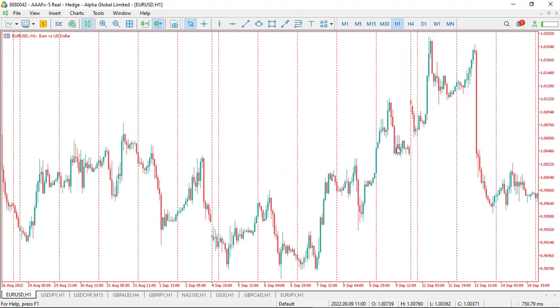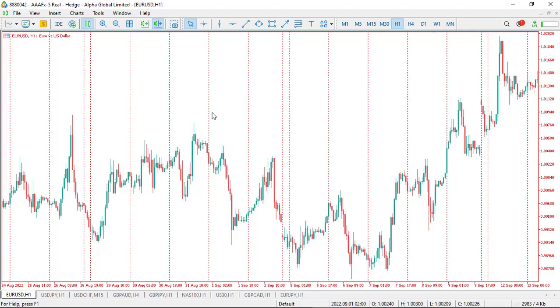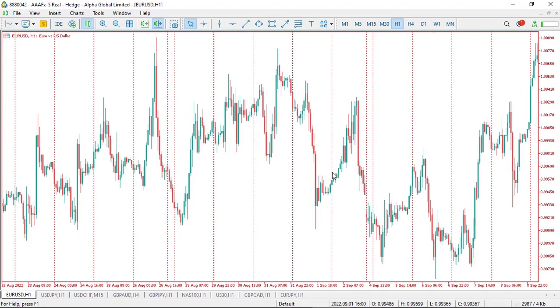Today, we want to simplify the issue of top-down analysis. We want to really explain how to do your top-down analysis using this EURUSD chart from AAA FX.